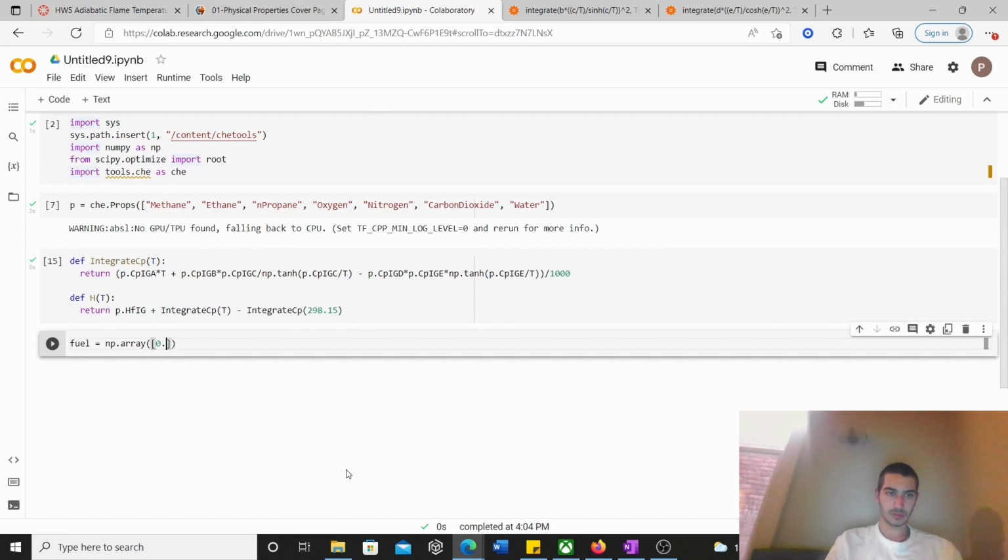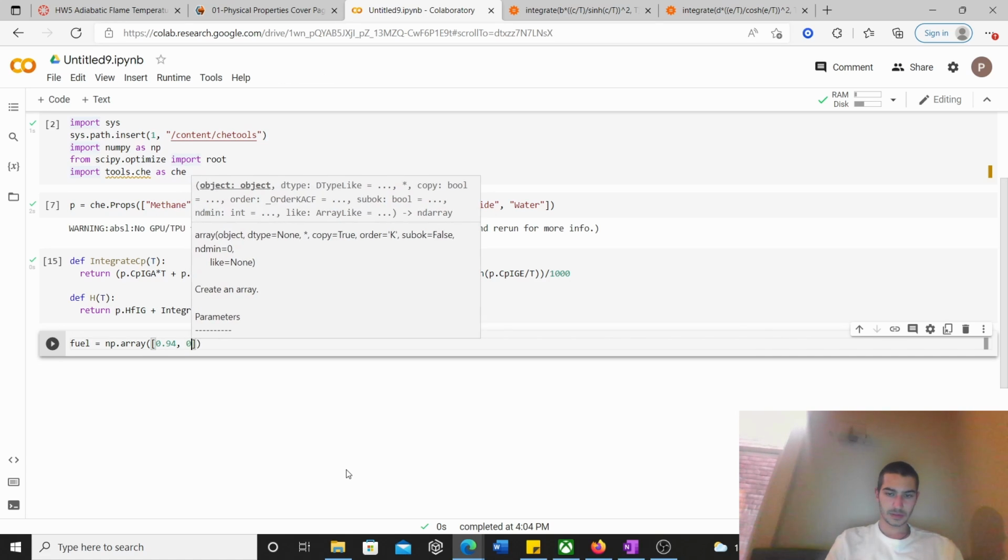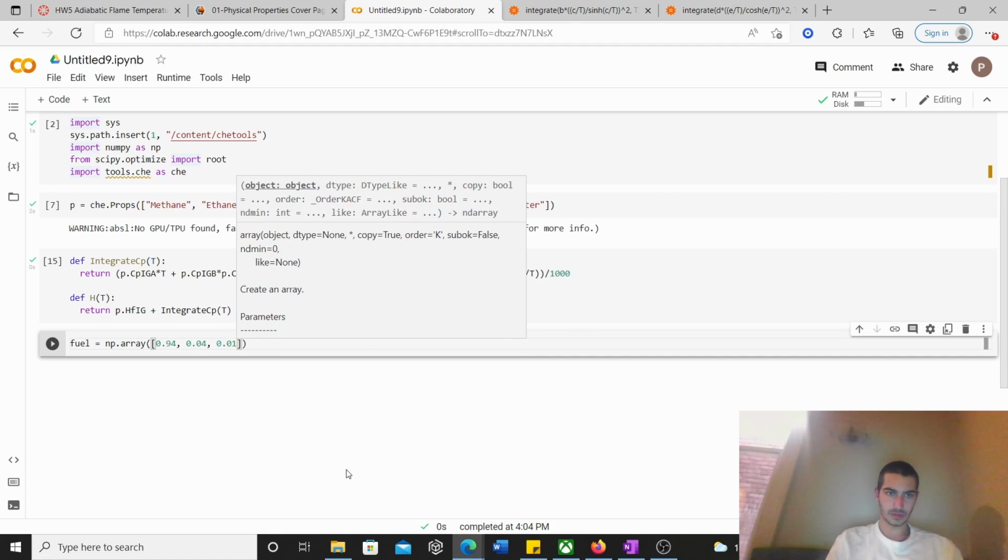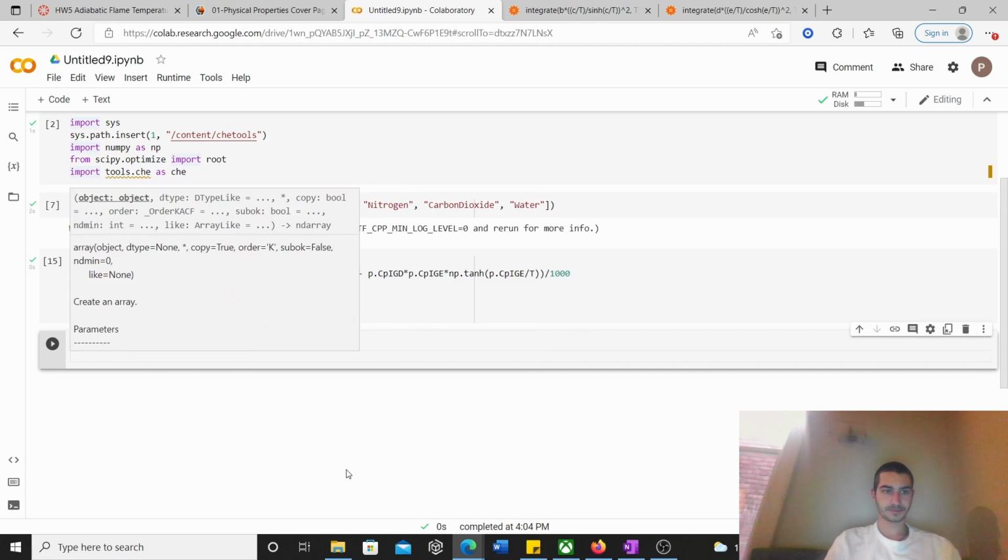So we're going to have 0.95 of methane, 0.04 of ethane, and 0.01 of propane. Right.